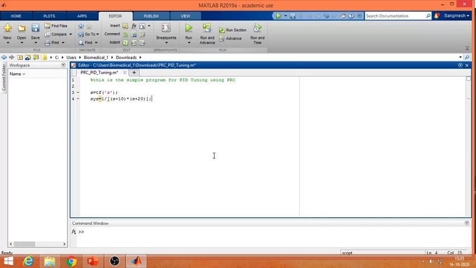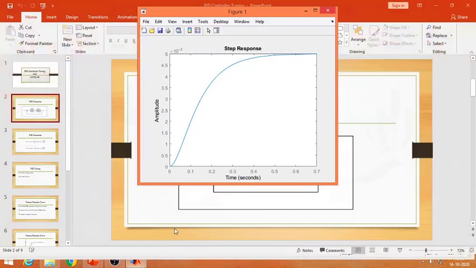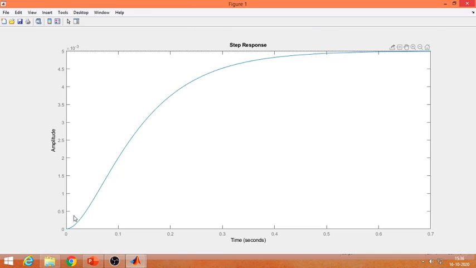Now I want to get the process reaction curve for this system. So how do we get it? Just give a small step input to this system and you will get the process reaction curve. Okay, let's run this: step of system. Okay, it's running. So this is the plant we have, 1 by (s plus 10) times (s plus 20). I think we get the result. Yes, perfect. See, this is nothing but your process reaction curve for a given step change.